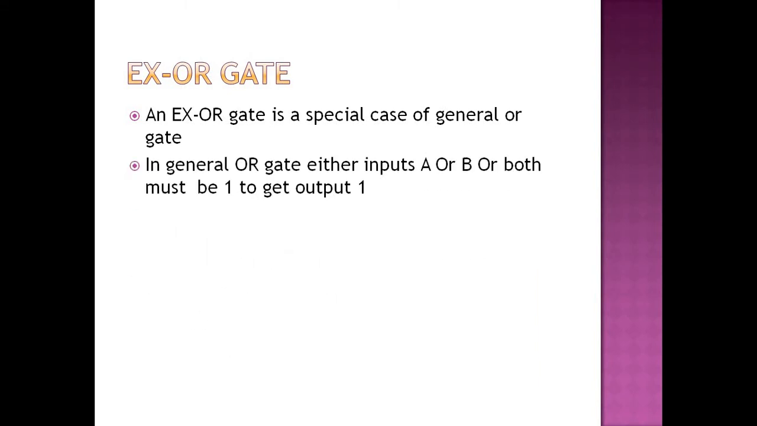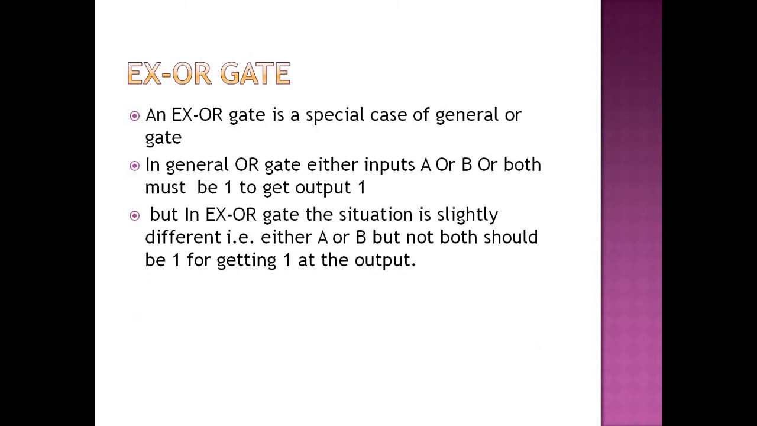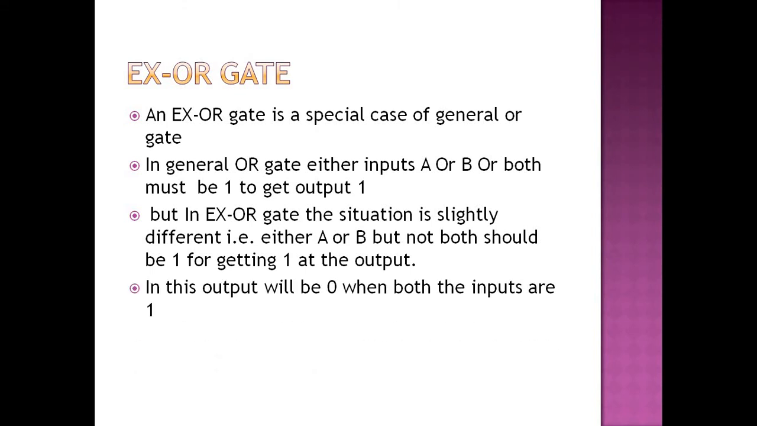In a general OR gate, either input A or B or both must be 1 to get output 1. But in an XOR gate, the situation is slightly different. That is, either A or B, but not both, should be 1 for getting 1 at the output. In this, the output will be 0 when both the inputs are 1.